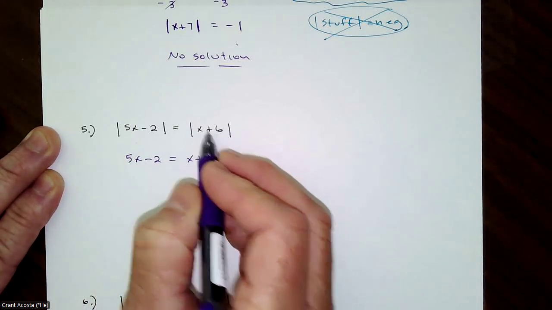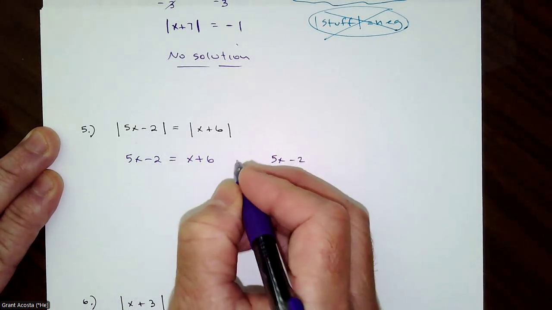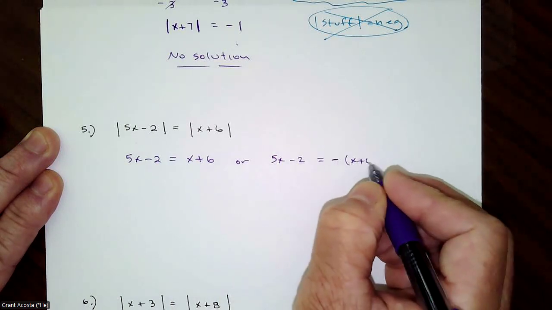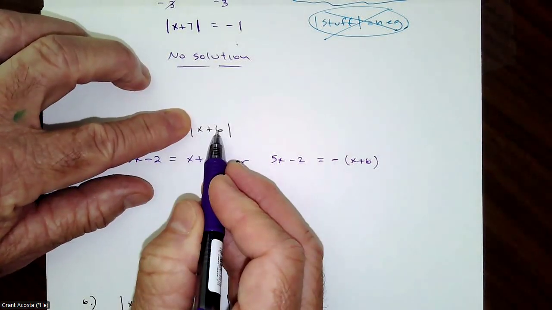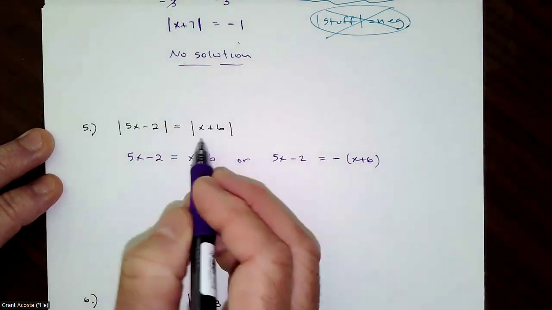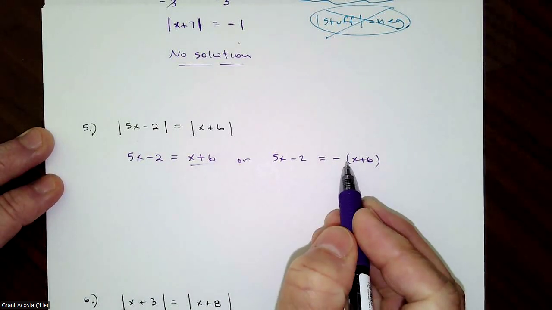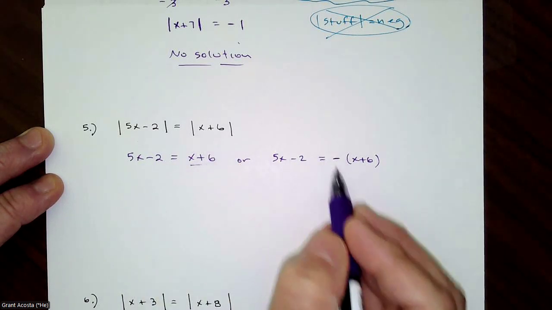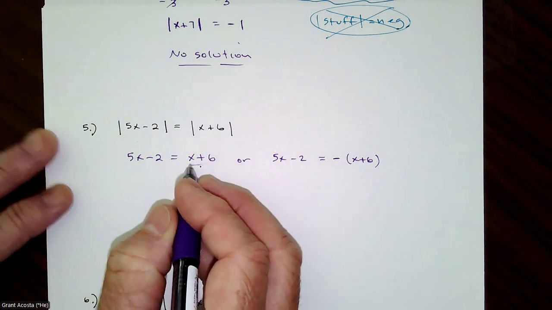But we also know we could look at it as if it was negative. So 5x minus 2, I'm going to put an or in between, could equal the negative of x plus 6 as well. Because if you think about it, if this was a negative times x plus 6, the absolute value would have made it positive x plus 6, right? So you're still breaking it up into the two cases. But it is important to put that negative on the whole thing on the right side. If you put absolute values of that, that's going to be the same as x plus 6. And then we can solve.